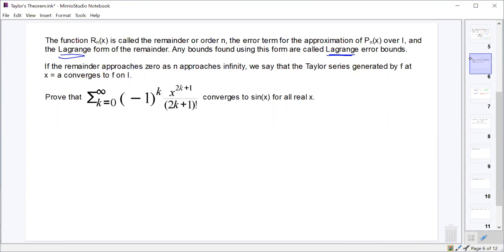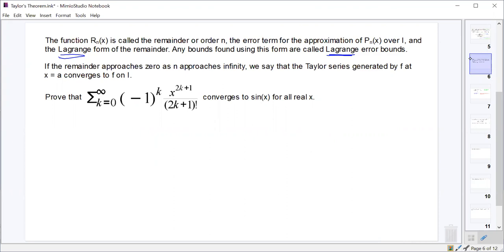So what we have to do is figure out the largest possible value our remainder could be for this function or for this series, and then look at its limit as n approaches infinity. If that remainder approaches 0 as n approaches infinity, then we would say that this should converge to sine x for all real x. If it doesn't, and there's just some set of values for which it will converge, then it will converge on that specific interval. But generally, what we use this Lagrange error bound for when we're doing this more theoretical stuff is to prove that it's going to converge for all real numbers.